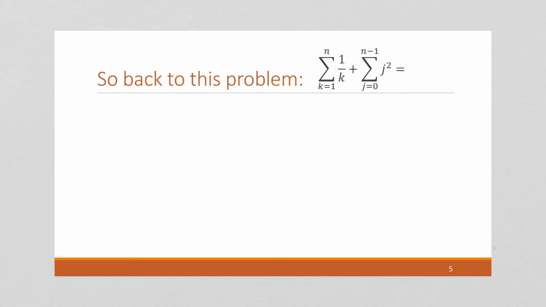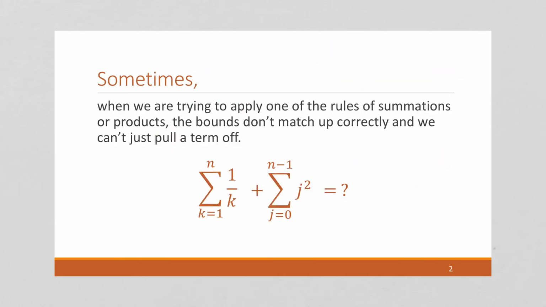Okay, so let's take another look at this problem that we started with, right? So this is the one at the very beginning of this video. I was motivating that this problem is difficult because we cannot just directly pull a term off to get the bounds to line up, right? We could technically pull a term off of the second one and then pull a term off of the first one, and we would get something that lined up, but that's a lot of work.